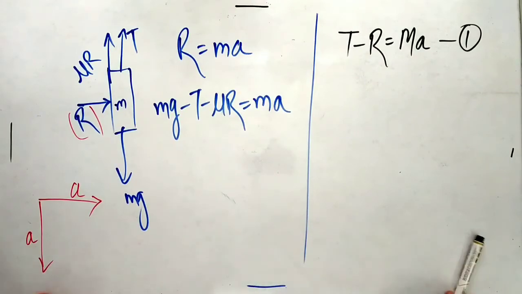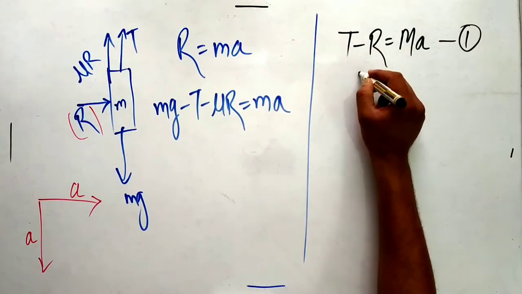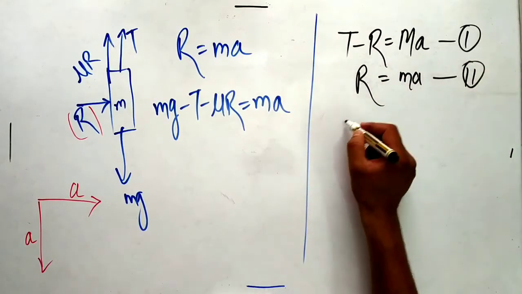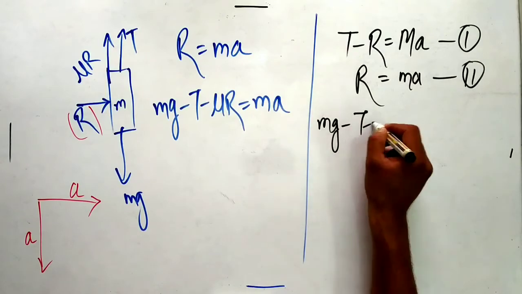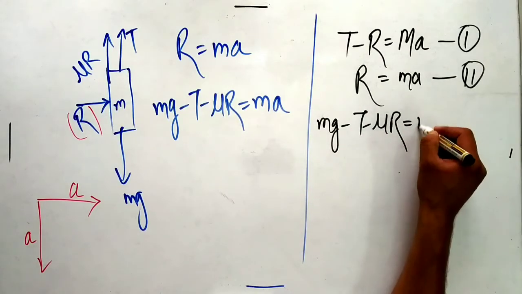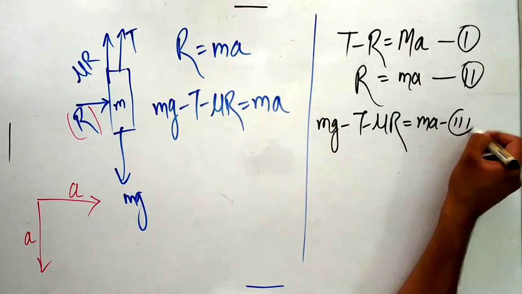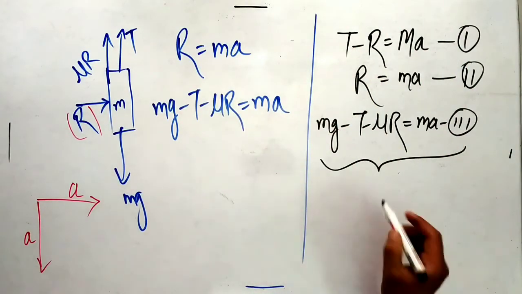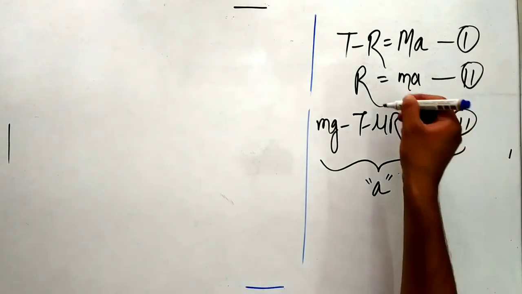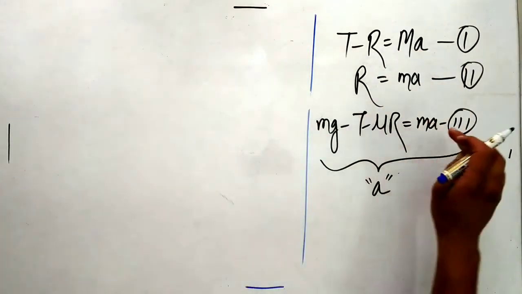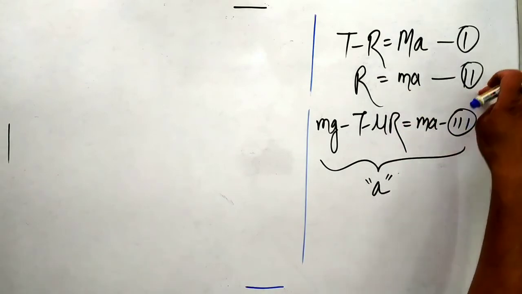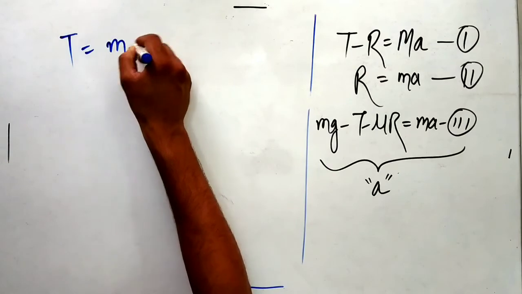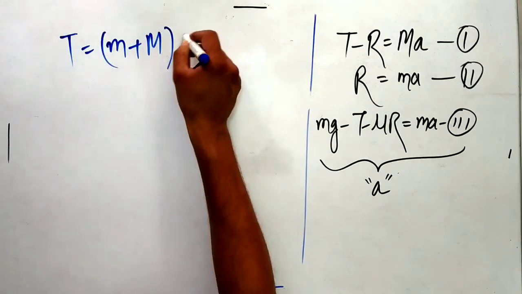We will write these 2 here. R equals ma. Name it 2. mg minus T minus mu R is equal to ma. Name this 3. And we will solve these 3 equations for the value of a. Putting R equals ma from the equation 2 in the equation 1, we get T is equal to (M plus m) times a.